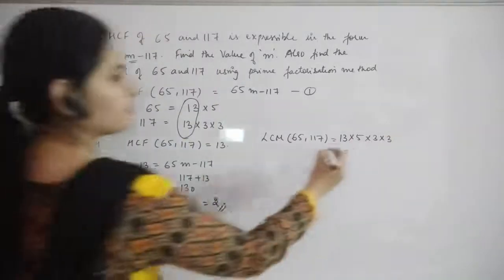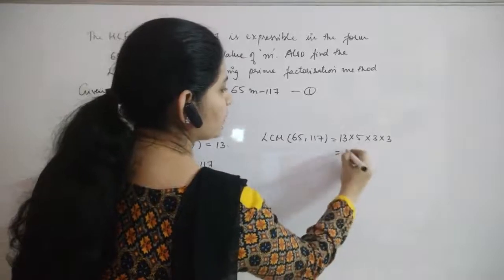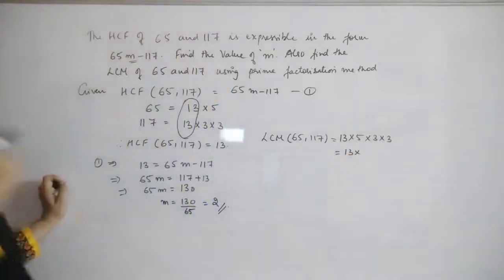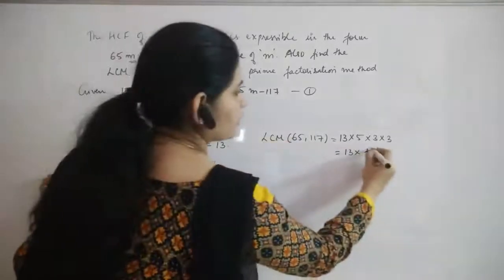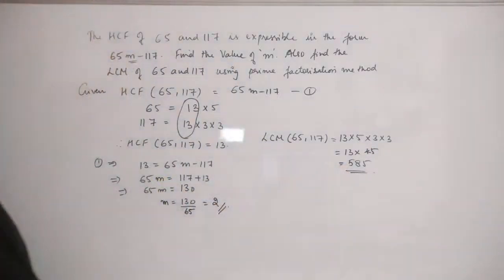13 into 5 and 9, that is 45. 13 into 45, you find out and tell how much you are getting. 585.